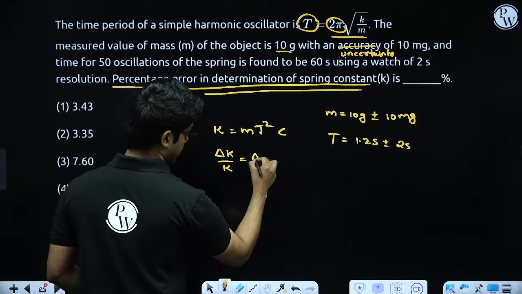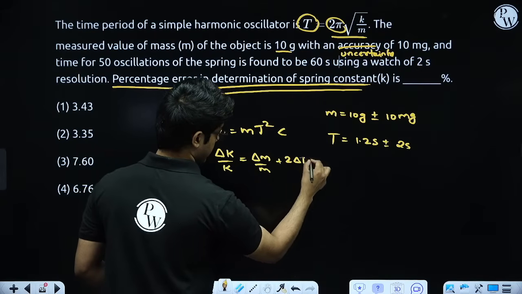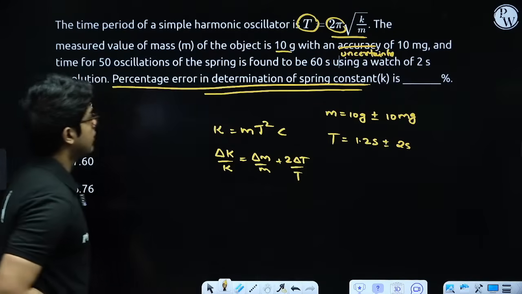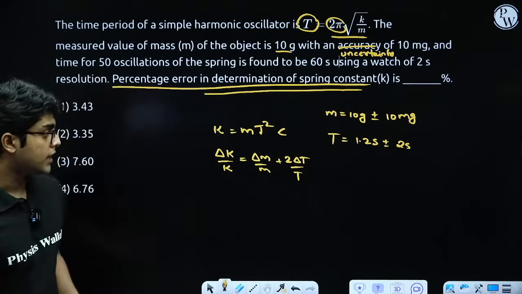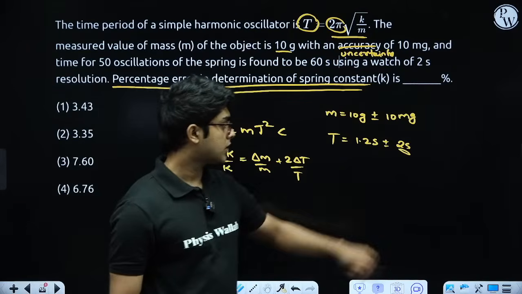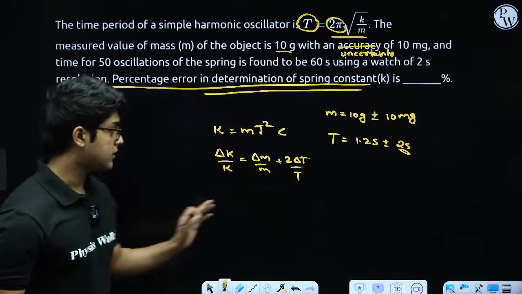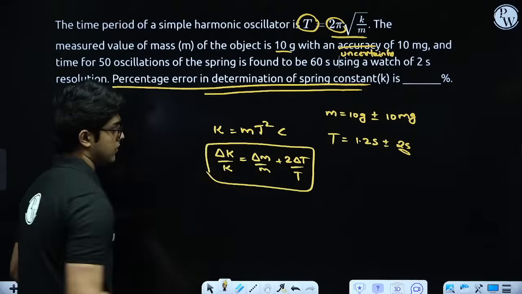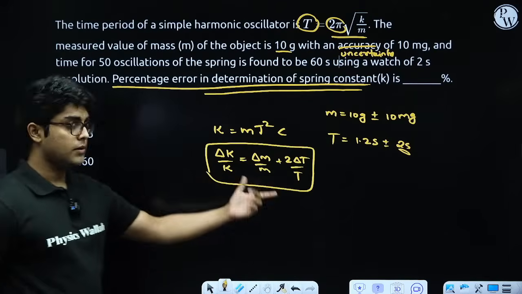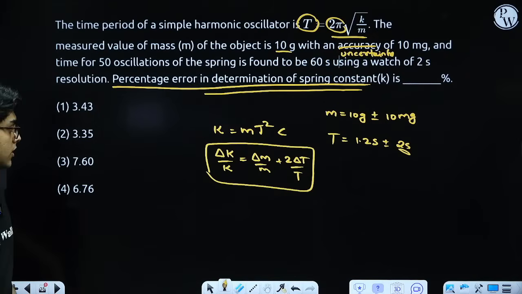Now we apply that simple formula, which is delta k by k equals delta m by m plus 2 delta T by T. And with this we can get the total percentage error of the spring constant. But here I guess there is some issue with the error in the time in the question. Yeah, but the method is like this, of course. Then you basically multiply both sides with 100, and that way you can get the percentage error. So that is basically it.